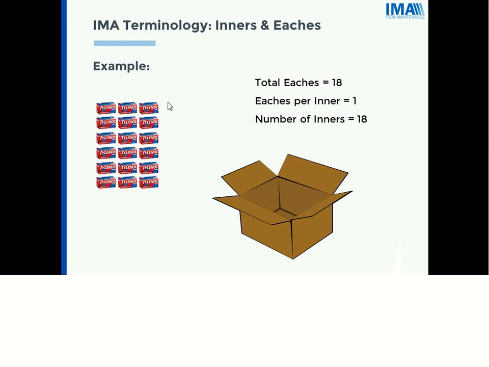Now, many of you would just ship your item like this, where you just throw all of your items into one carton, and you don't use inners. So in that example, your total eaches would be 18, and the eaches per inner is 1, because these are now being counted as your inners. So each of these are an inner, so there's 1. And then the number of inners is 18. Let's say if you had 10, then the total eaches would be 10. The eaches per inner would be 1, and the number of inners would then be 10.